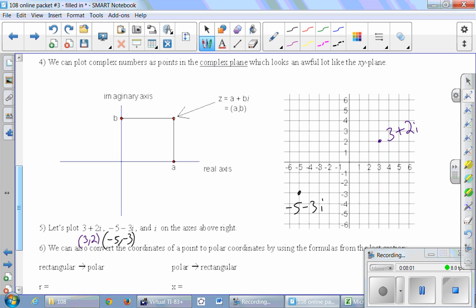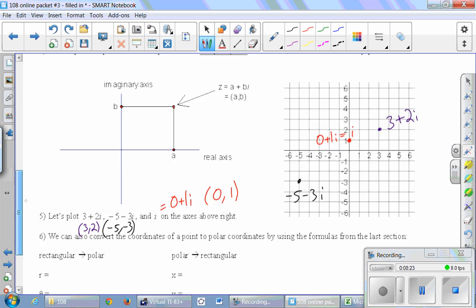And then finally just i. Okay, so in order to plot just plain i, we need to write it as a plus bi. So this is really 0 plus 1i. And so then if we're plotting that as a point, it's 0 comma 1. So that right there is the point 0 plus 1i, or simply i.